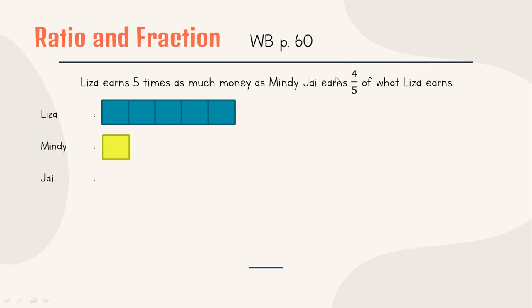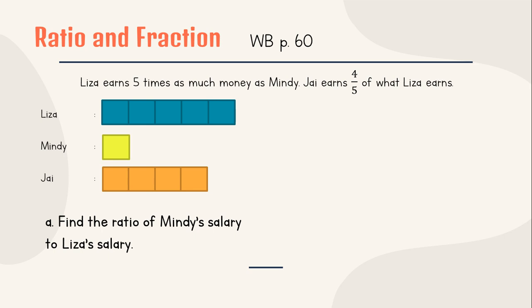How about Jai? Jai earns 4 per 5 of what Lisa earns. 4 per 5 of this. So how many bucks for Jai? 4. So that's it. If you are still confused about what ratio is and how can I get it, you can use a model like this. The model will help you, don't forget.